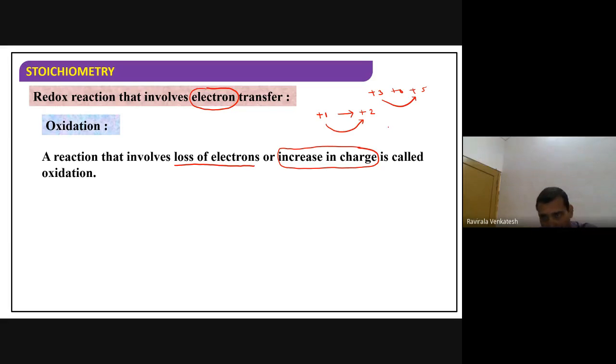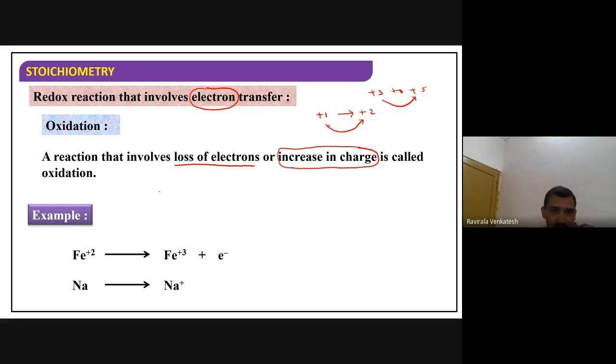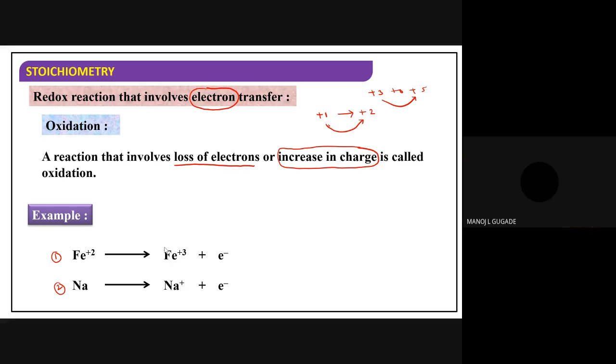Now here, remember, don't take minus. Take only positive charges. Don't take minus values. Don't say -1 to -2. It is not increasing here. Leave that one; take only positive charges. Next, we'll take an example here. Now in the first and second reactions, are you losing electrons or not? Tell me. Are you losing electrons or not? Yes, sir. Definitely.